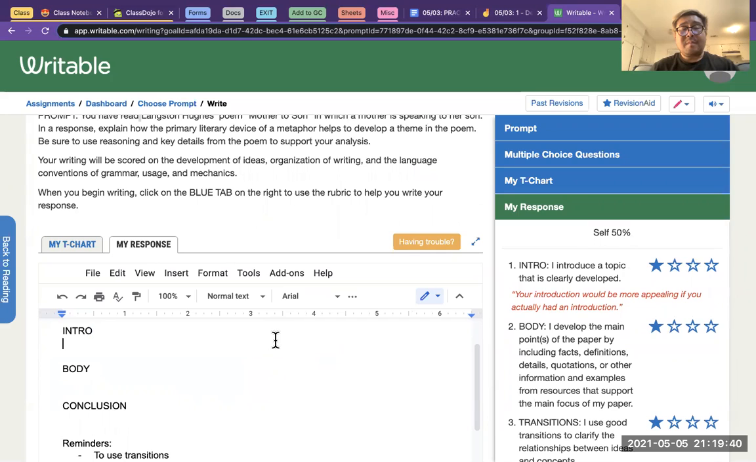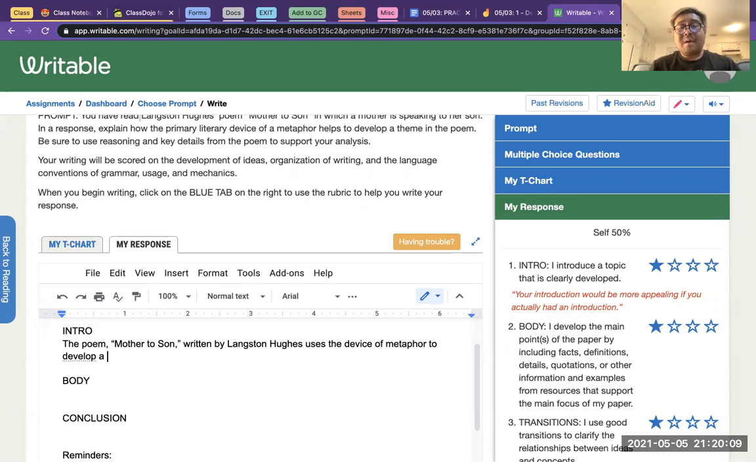So, intro. The poem "Mother to Son," written by Langston Hughes, uses the device of, so this is my topic sentence, right? This is my central idea right here. Uses the device of metaphor to develop a theme in his poem.